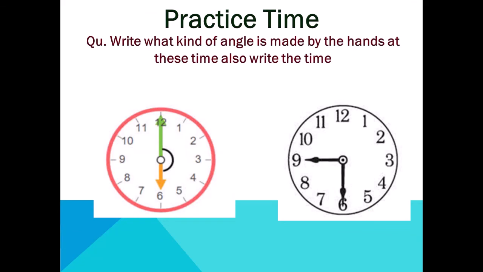Now, practice time. Write what kind of angle is made by the hands at this time. Also write the time. In this watch, what is the time? Exactly 6 o'clock. Angle made by hands is 180°. And now the second watch, what is the time? Time is 9:30. And here the angle made by the hands is exactly 90°.